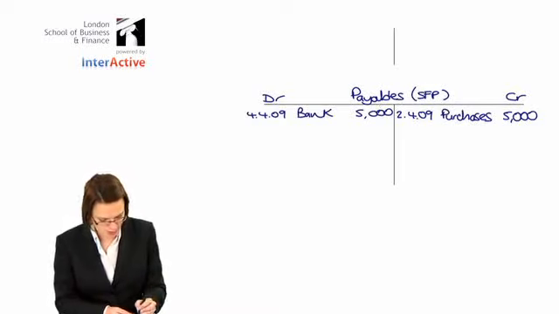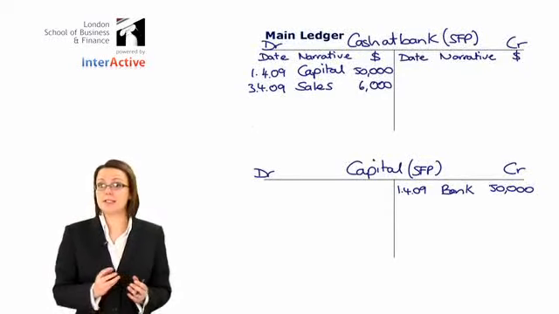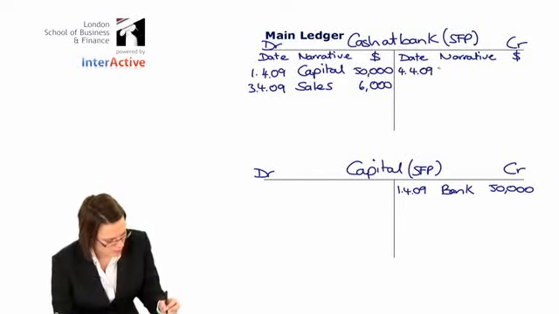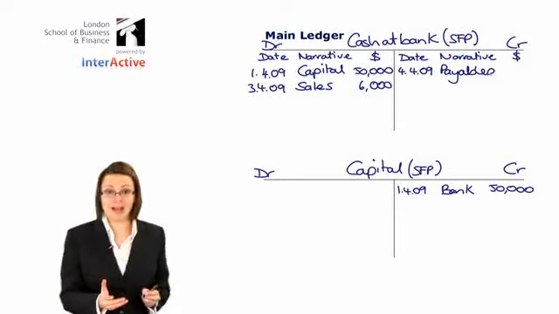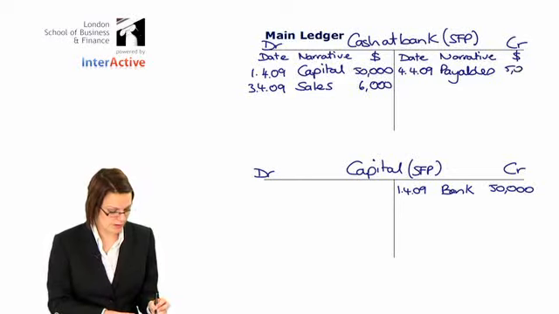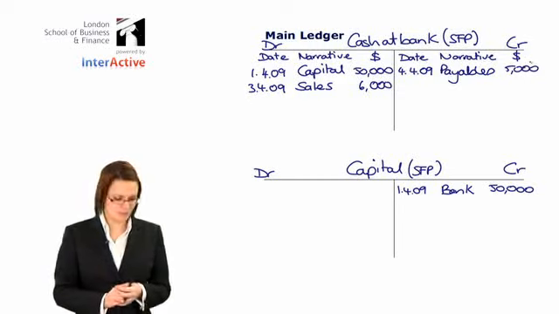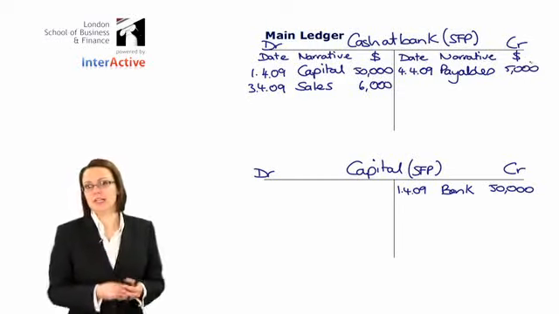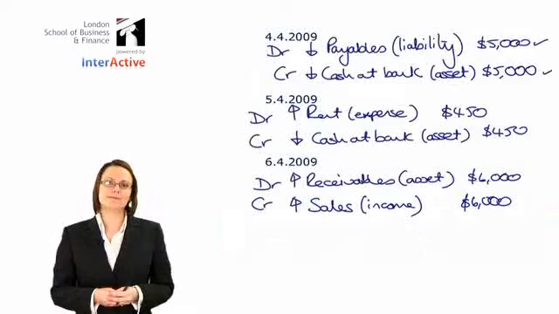Now let's do the credit to cash at bank. And we said with cash at bank, on the 4th of April 09, our narrative will be payables with our amount, which we said was, again, 5,000. So there we go. Transaction number 4, done. We're halfway there. Let's do the rest. Going back to our journal.